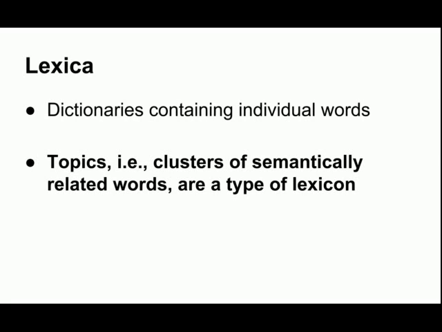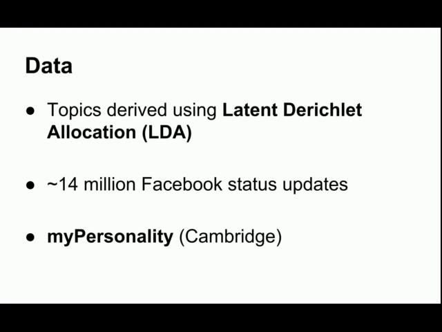We can think of each topic as a category that contains individual words. The topics we'll be plotting in this example were derived using latent Dirichlet allocation over roughly 14 million Facebook status updates from the My Personality dataset. Latent Dirichlet allocation, also called LDA, is a statistical method used to create weighted topics, meaning that each word within the topic has a weight which signifies how important it is to that topic.